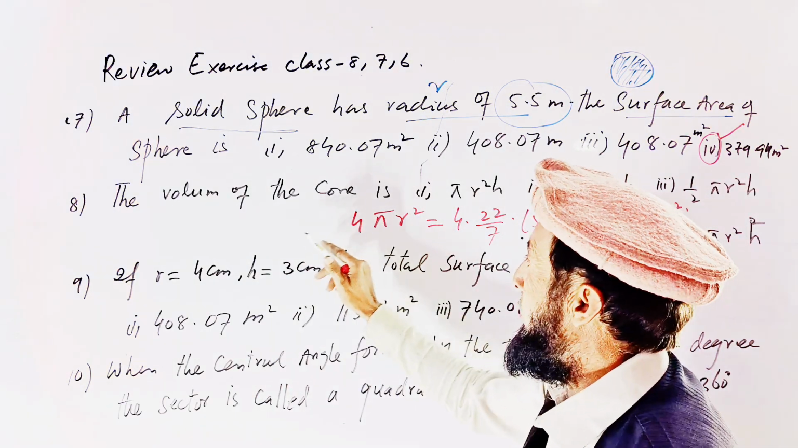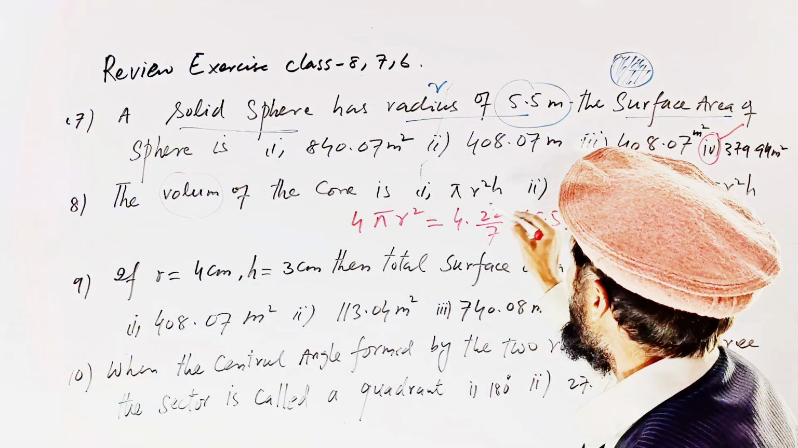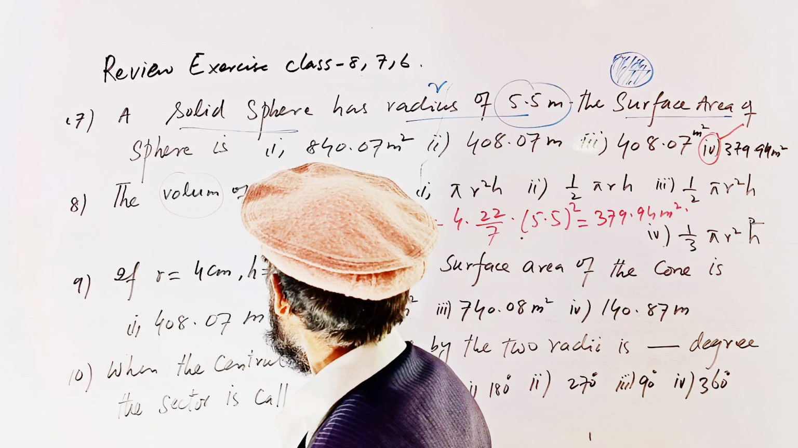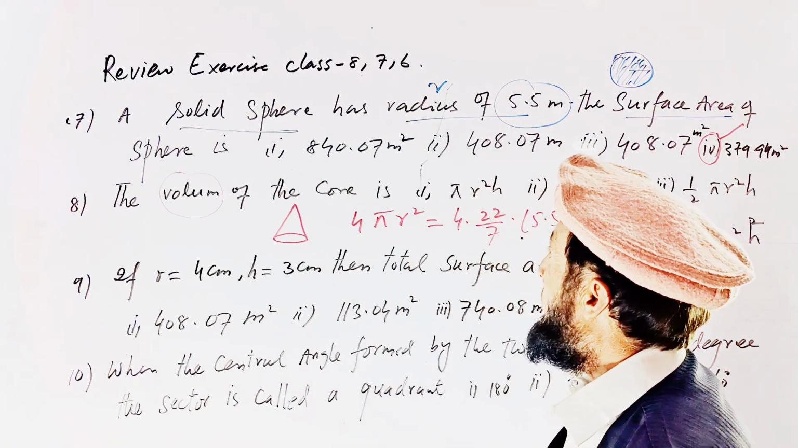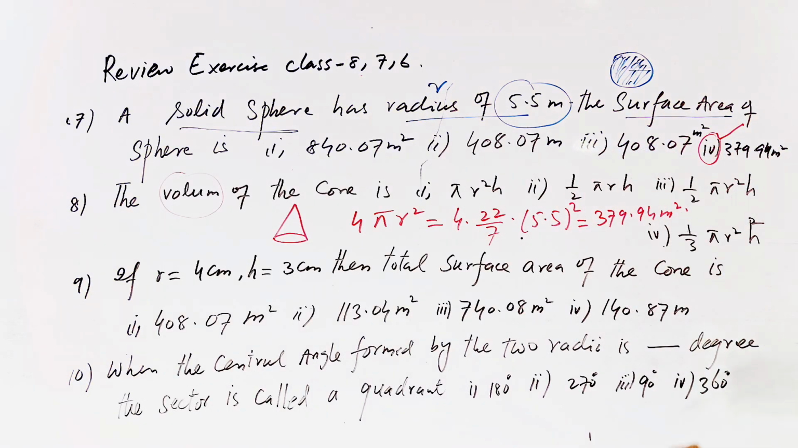The volume of the cone. If we draw the cone here, the cone is of this type. The total volume of the cone is required, and we have the formula 1/3 pi r square h. So the formula is 1/3 pi r square h, the volume of the cone.